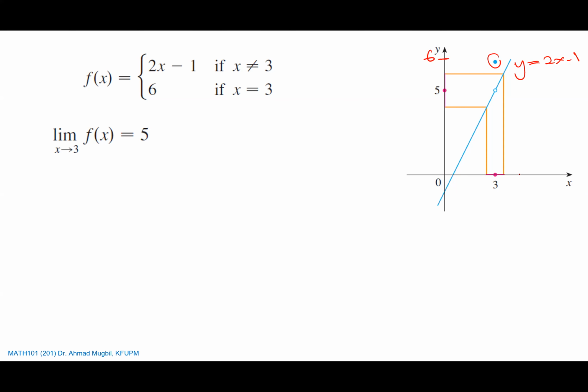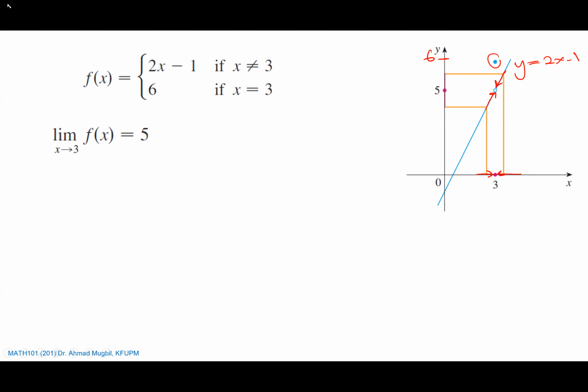But when x approaches 3, from the right or from the left, look at the graph: the y values are approaching what? They are approaching 5, not approaching 6. Now I think you understand the meaning of the limit. What is the difference between it and the value of the function at the point?